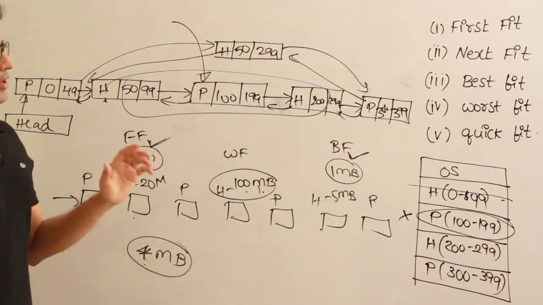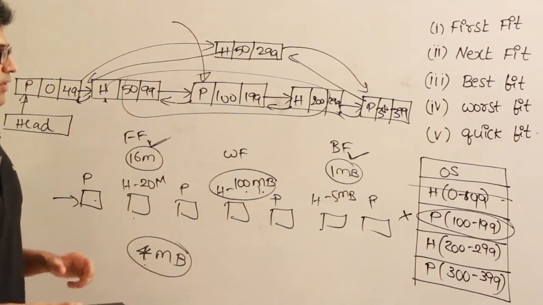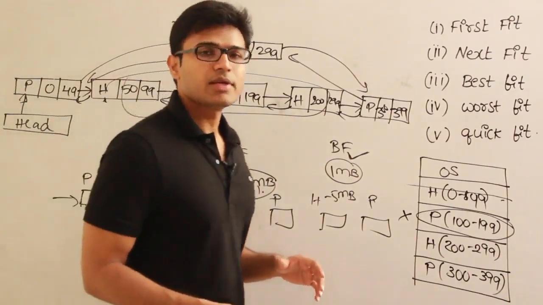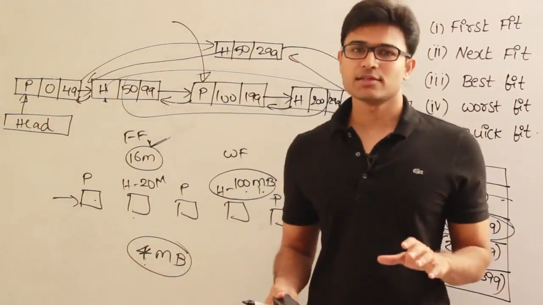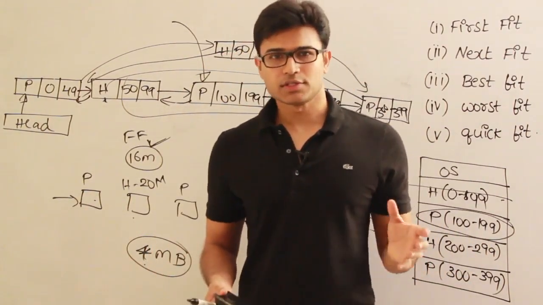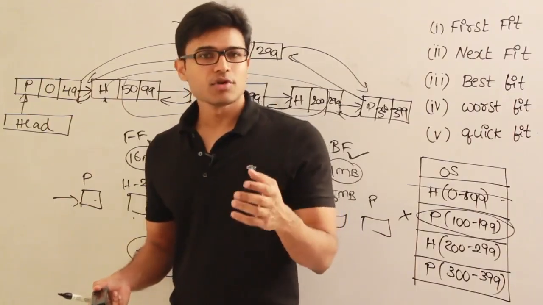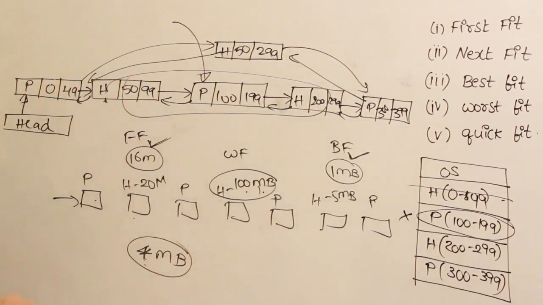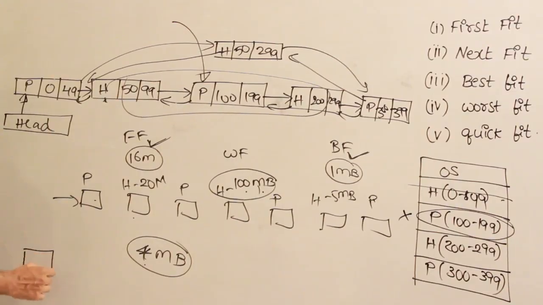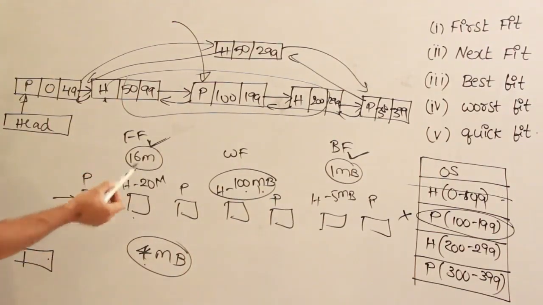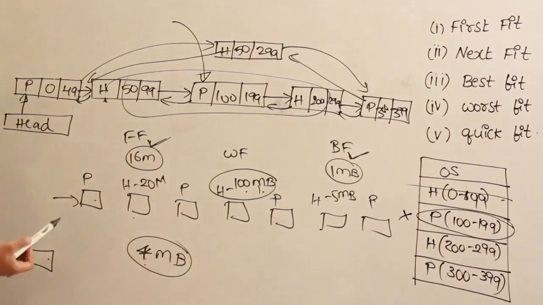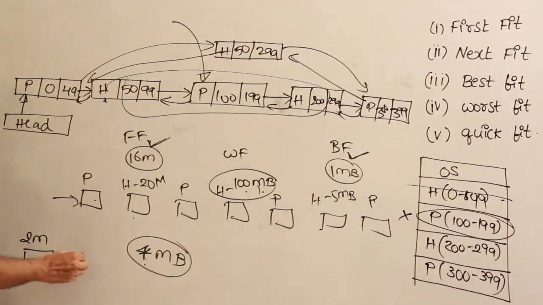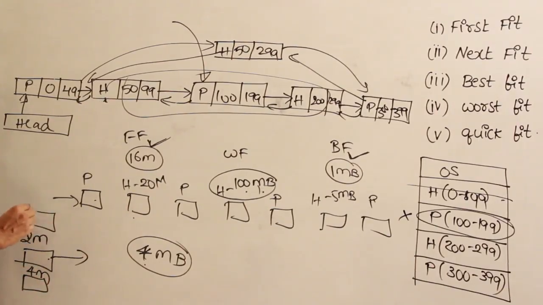And then there is one more modification which is called quick fit. Quick fit says that there are normally some process sizes which are most frequently used. Therefore, for all the most frequently used sizes you maintain a linked list, which will contain the most frequently used sizes. Let us say the most frequently used size is 2 MB, then this list will contain all the holes which have size 2 MB, or all the holes which have size 4 MB, all these holes which have 8 MB.